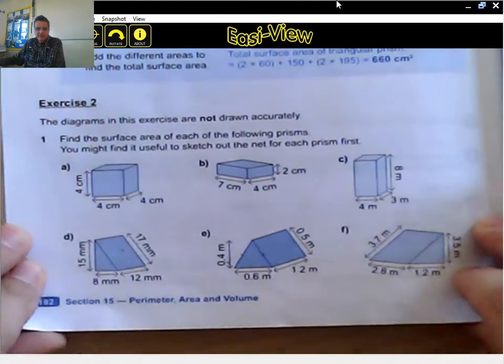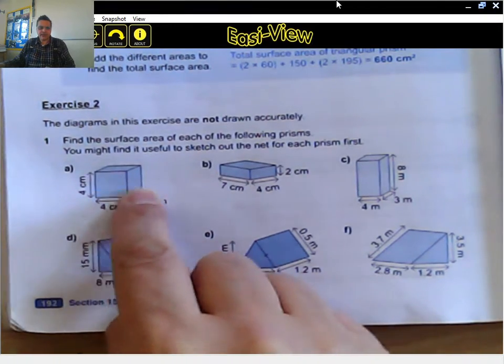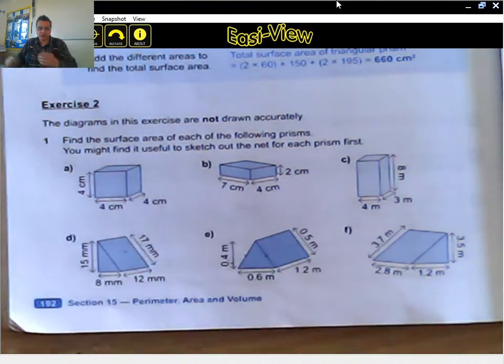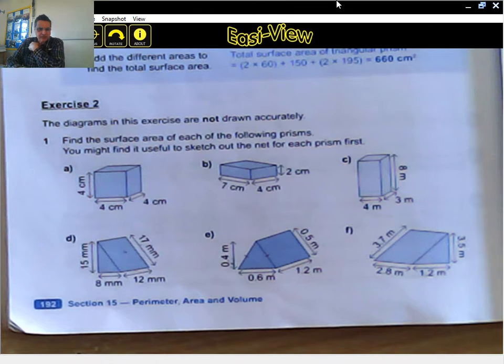I can demo that one for you. I mean, that's quite easy. This is a cube, clearly so, because it's 4 by 4 by 4 in all dimensions. So the front face will have an area of 4 by 4, 16, and you've got 6 faces identical with an area of 16 centimeters squared each. So the surface area will be 16 by 6, which is a big number, 96 I think.